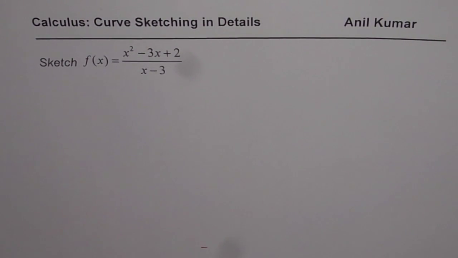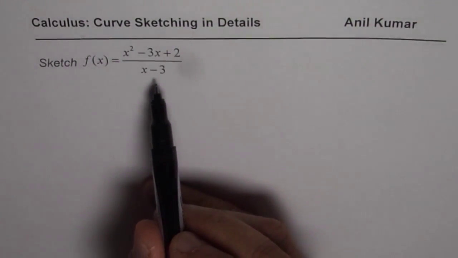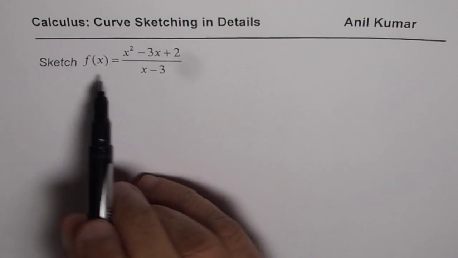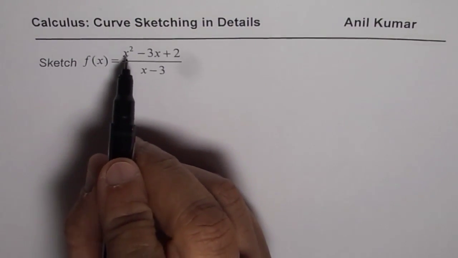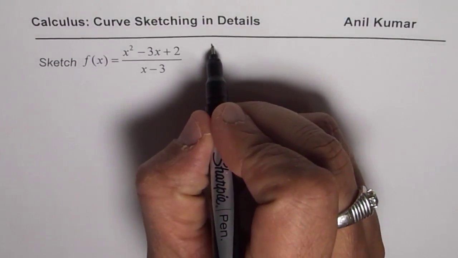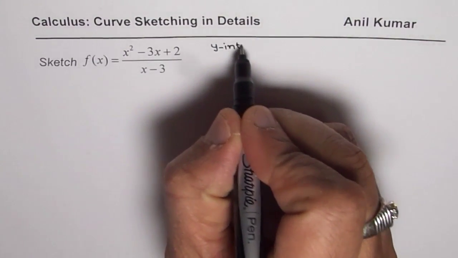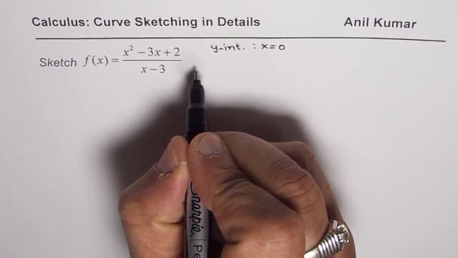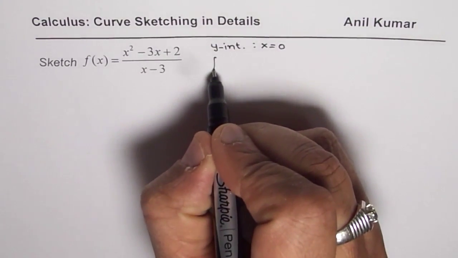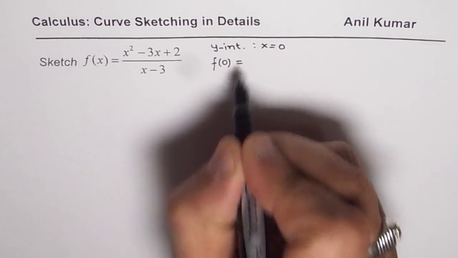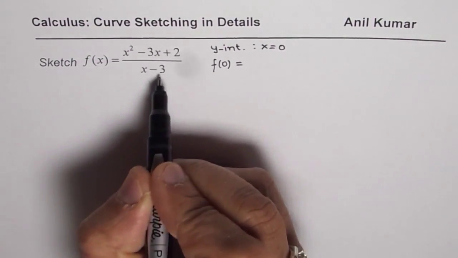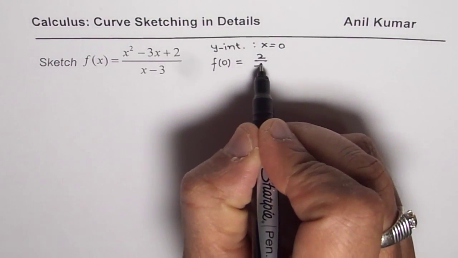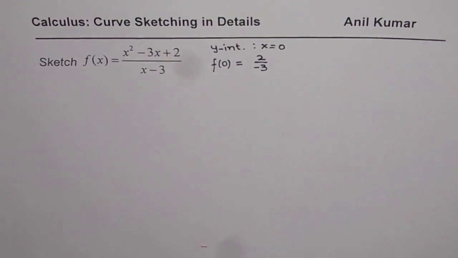Let's begin by finding x and y intercepts. The y-intercept is always very simple to find. To find the y-intercept, you need to substitute x equals 0. So the first step we will do is find the y-intercept, that means x equals 0, or the value of the function at 0. So f of 0 equals what? If I substitute 0 here, I get 2 over minus 3. So that becomes the y-intercept.